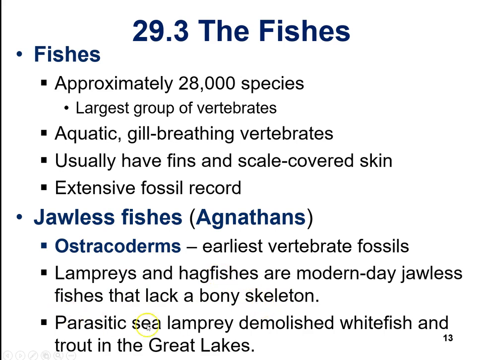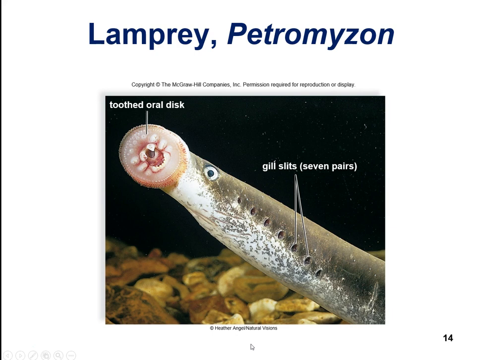These sea lamprey, there are parasitic types as well, and they can actually affect fish populations. There was a case where these parasitic sea lamprey demolished a whole whitefish and trout population in the Great Lakes.